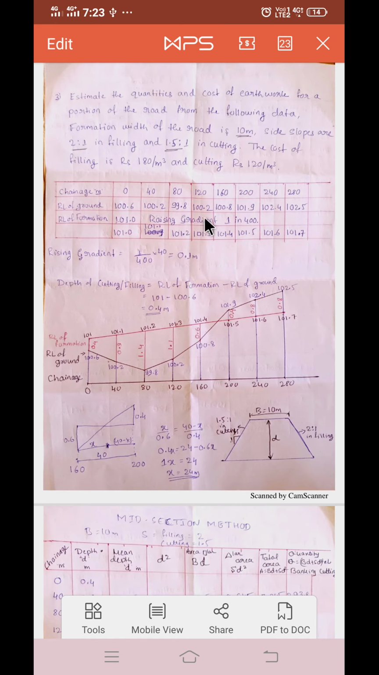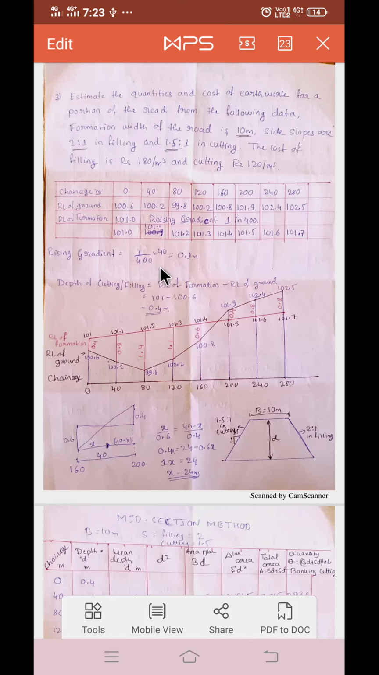All of the ground levels have been given here, and the formation level at 0 meter chain is 101 meter. And what they have told is a rising gradient. In the earlier problem they had a downward gradient. In this problem they have given a rising gradient, which means the road is in the upward direction. Rising gradient of 1 in 400.